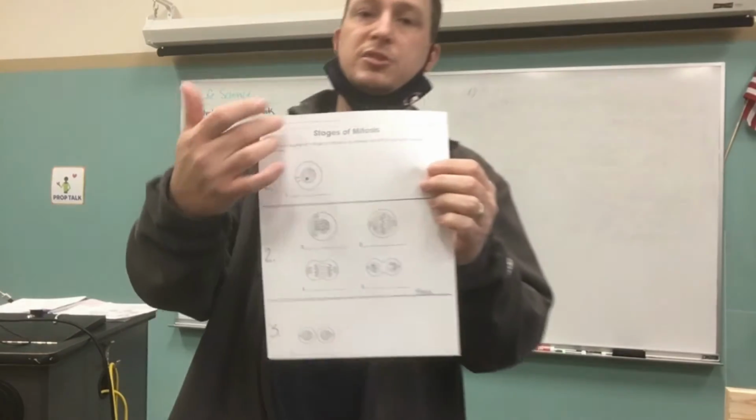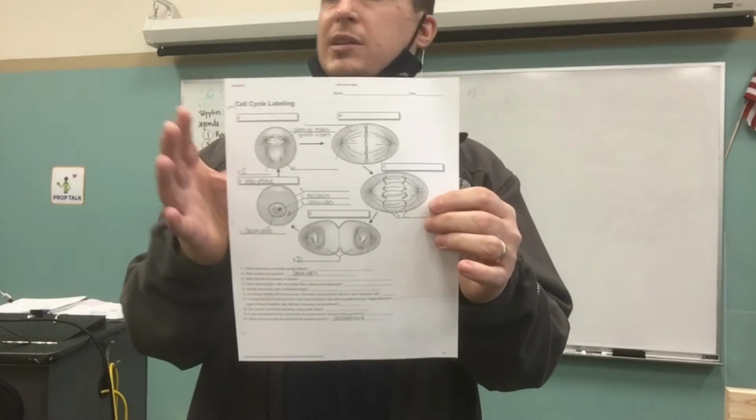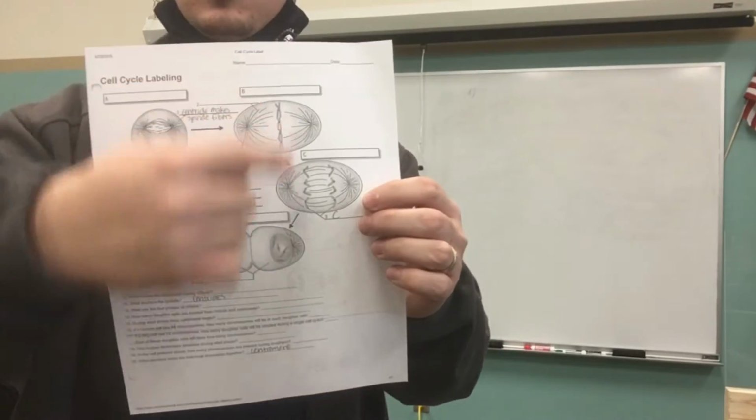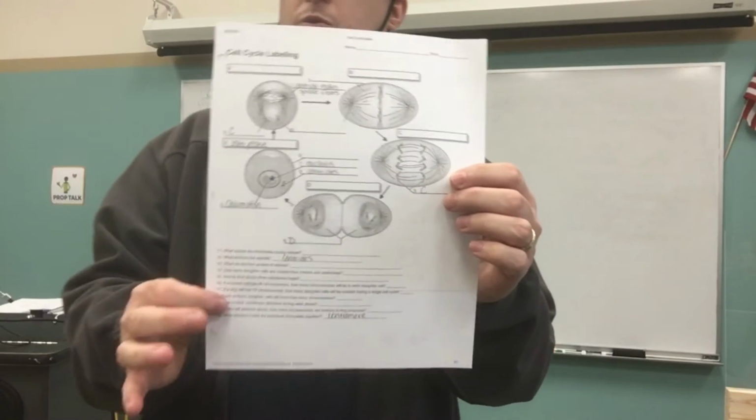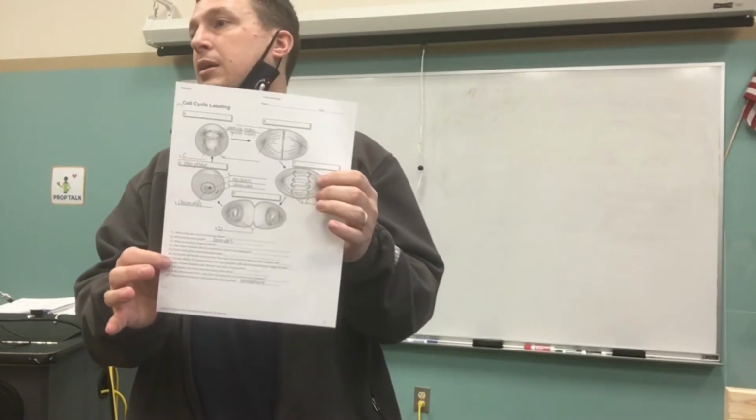On one side, you have the stages of mitosis. You were to fill that in. On the other side, you had them again, but you had to fill in some missing parts and pieces and answer the questions at the bottom. So just make sure you have that out and ready to be turned in.